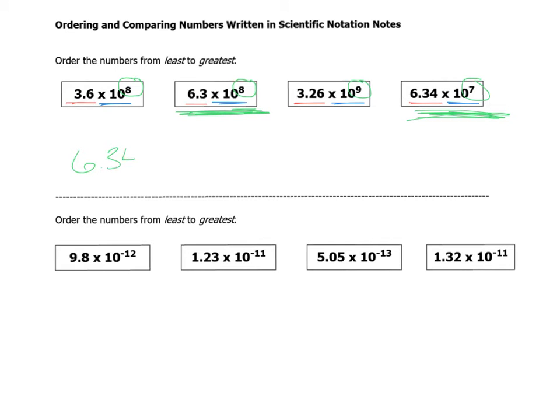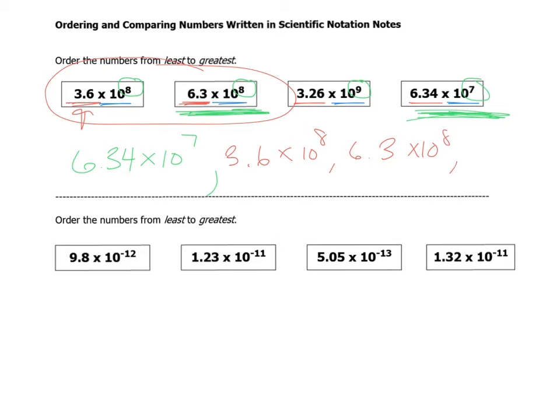So 6 34/100 times 10 to the 7th would be my smallest. These two both have 8 as an exponent, which means they're both being multiplied by 10 eight times. Since this is a decimal of 3 6/10, which is smaller than 6 3/10, this one's going to go next. So 3 6/10 times 10 to the 8th, and then 6 3/10 times 10 to the 8th, and then last but not least, my 3 26/100 times 10 to the 9th. And that's how you can put them in order from least to greatest.